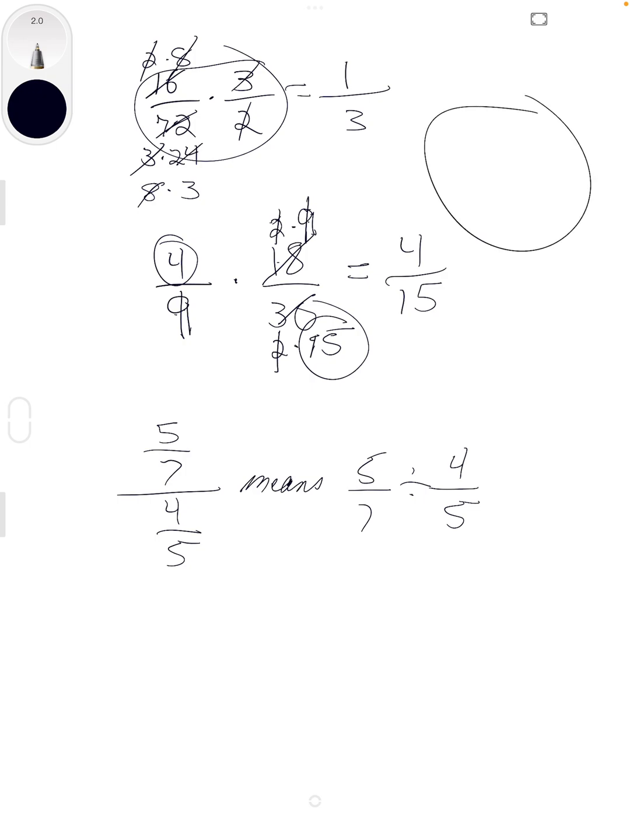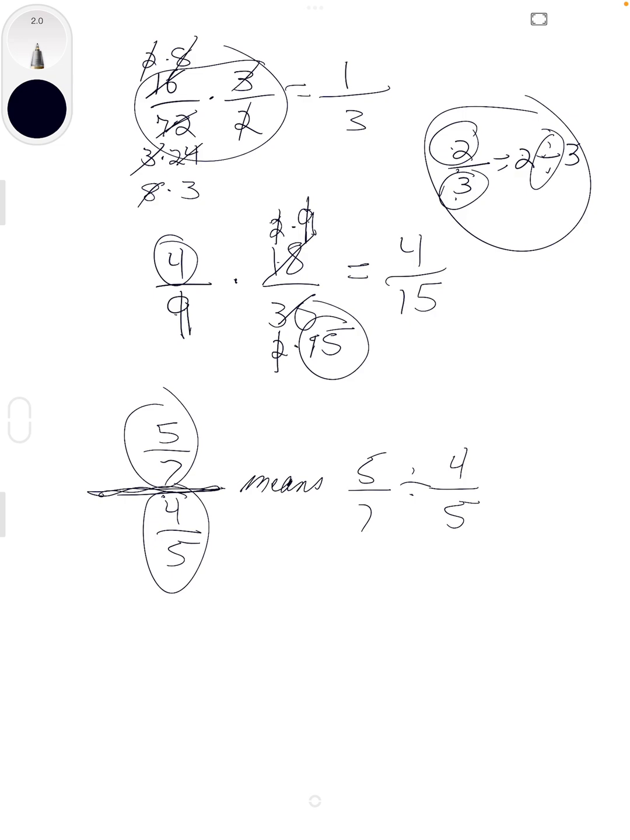Let's say I have 2 over 3, that means 2 divided by 3. So a fraction is always the numerator divided by the denominator. I can write it 2 divided by 3. This is 5/7 divided by 4/5. So you always look at it as there's a middle one. It's usually bigger, unless they're all just fractions, then you just pick the middle one. It's this divided by that.